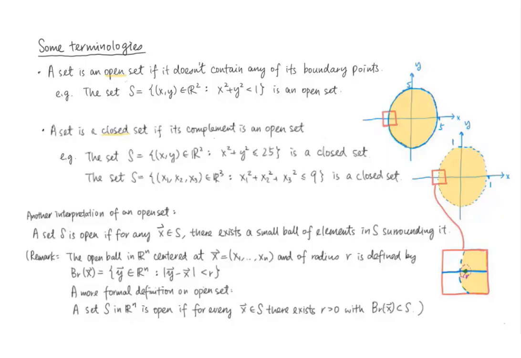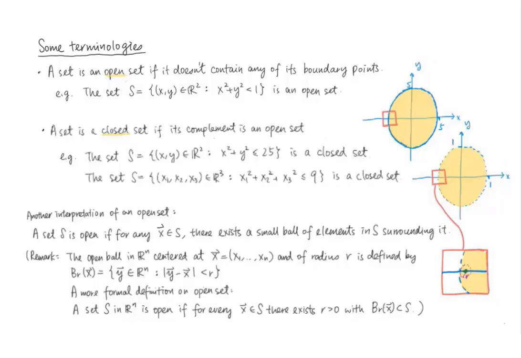For example, if I take the point which is located here, negative 0.9990, there will still be points on the x-axis which are between negative 1 and this point, negative 0.9990. Those points are still within the set S. Therefore, I can form a small ball containing elements in S that surround the selected green point here. I can do so for any other points in the yellow region. Therefore, this set is an open set.